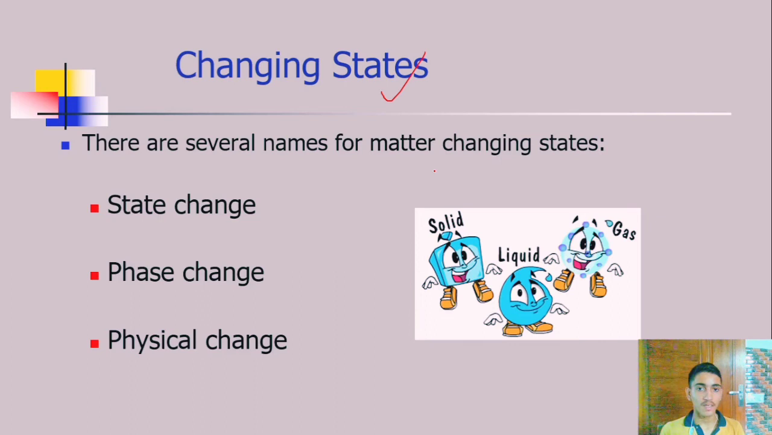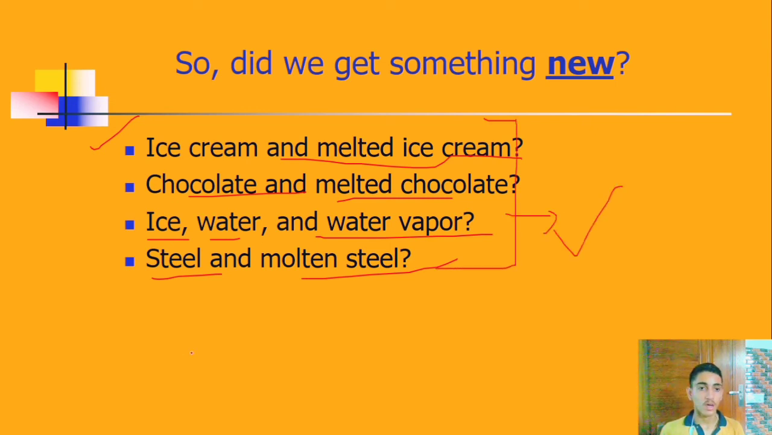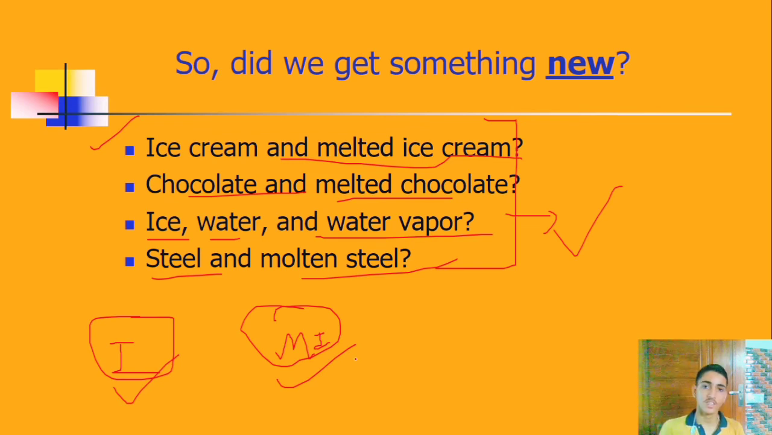See, there are several names for these matter changes: state change, phase change, physical change. Did we get something new? Ice cream and melted ice cream. Do you think you are getting something new? No. Chocolate and melted chocolate, ice, water and water vapor, steel and molten steel. You will observe that each pair is quite the same. Either it was simple ice cream or it was melted ice cream. They were both the same and they will show the same chemical properties. Just their physical nature changed.